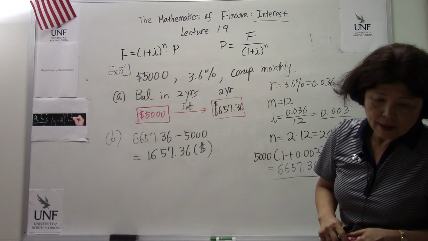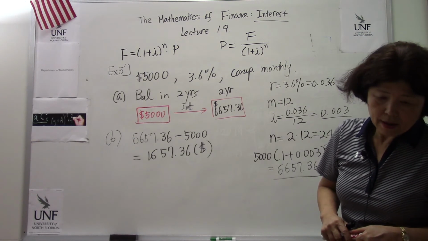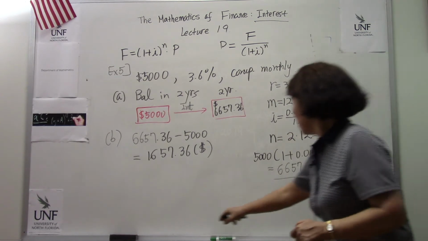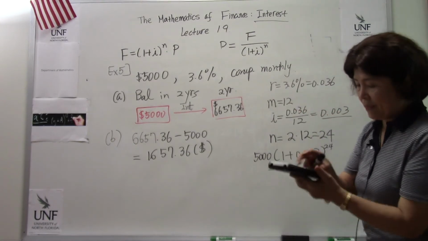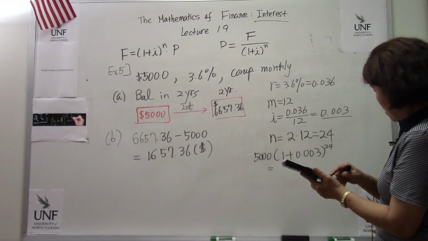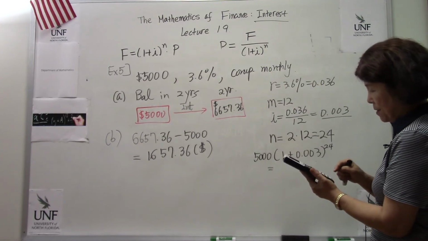Compounded monthly. Oh no, compounded monthly. So let me see. This one: 5,000 times 1.003 to the 24th power.